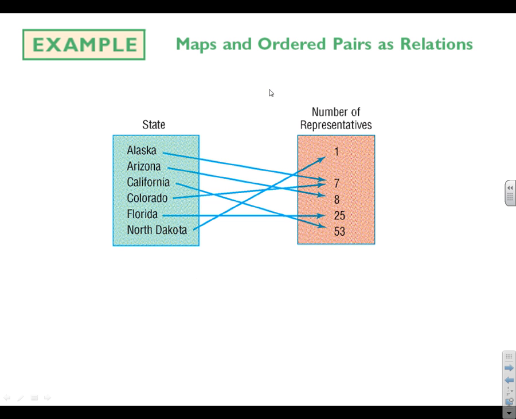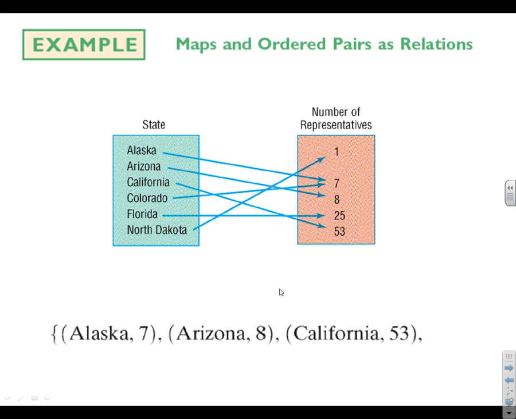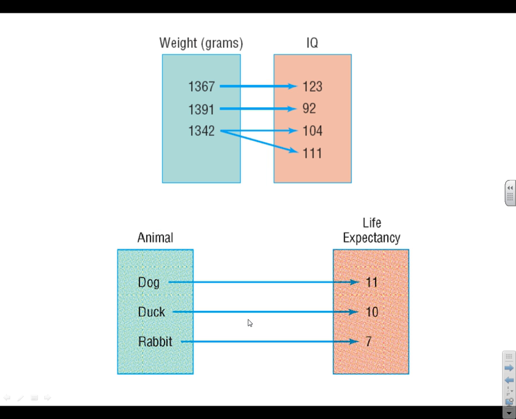Okay, let's take a look at this. Maps in ordered pairs. If you have a list of all the states, or at least some of them, and the number of representatives that they get, Alaska gets 7 representatives, but so does Colorado. Arizona gets 8, North Dakota 1, Florida 25, California, big state, gets 53. So we're just relating each state to how many representatives it gets. But keep in mind this Colorado and Alaska situation where two different inputs result in a single output. That'll be important here shortly.